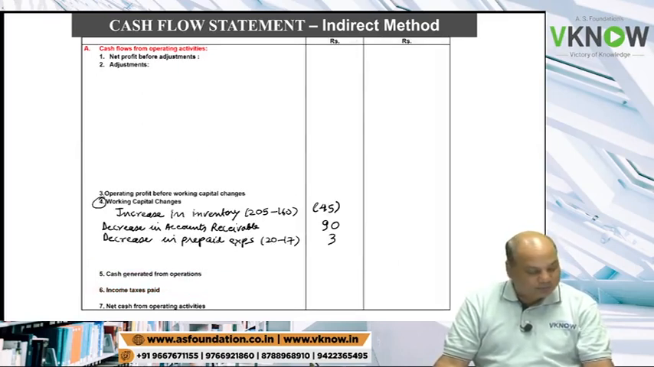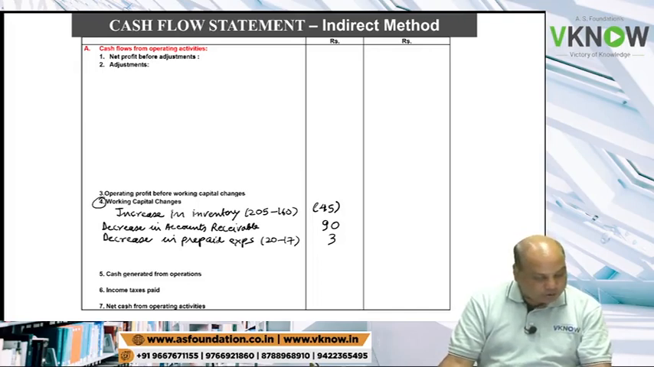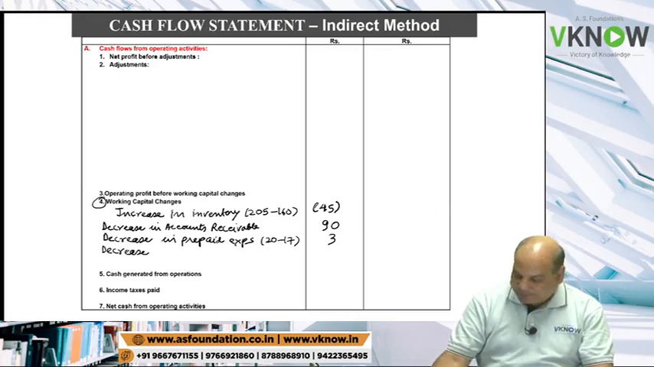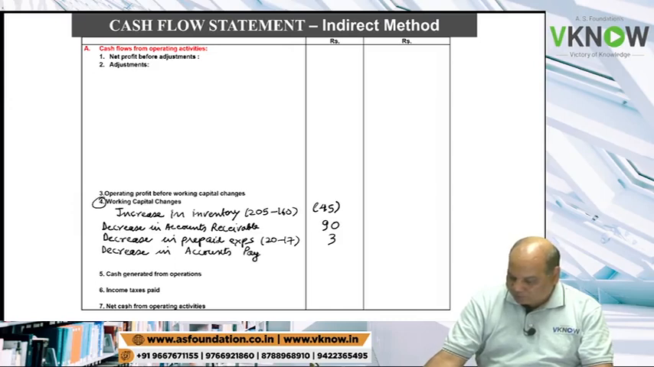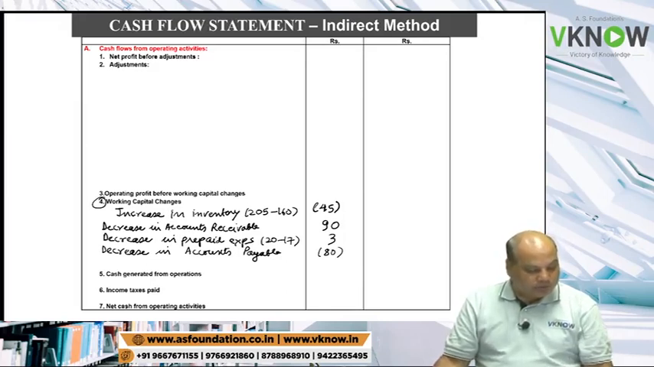Dear student, come to accounts payable. Accounts payable is a current liability item. So this is current liability. Working capital changes, point number 4. 310 has become 230. So I will call it decrease in accounts payable. Decrease in accounts payable, 310 minus 230. Decrease in current liability is decrease in cash flow.